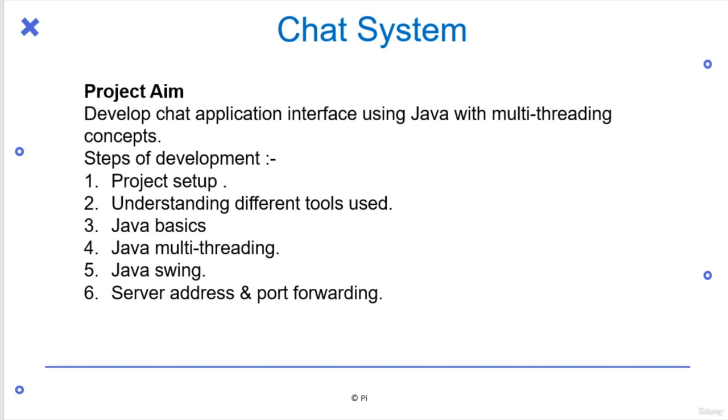For that purpose I'm using some systems. So the steps are project setup, understanding different tools, Java basic concepts, Java multi-threading, Java Swing, and server address and port forwarding. So these are the six steps of our project development. Now let us see the different tools we are going to use here.